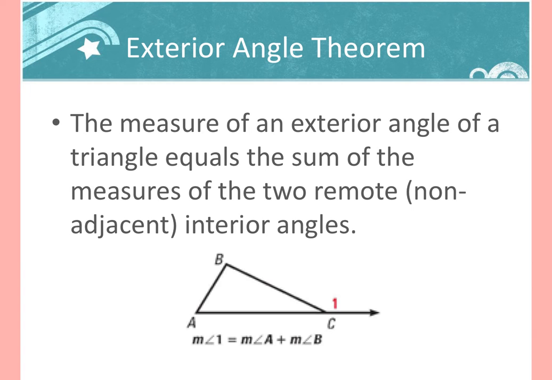And the exterior angle theorem also has a name, so you can use it by its name. It says the measure of an exterior angle of a triangle equals the sum of the measures of the 2 remote, which means non-adjacent, interior angles. So in this diagram, angle 1, which is on the outside, that's your exterior angle, would equal the sum of the 2 inside that are not next to it. So this would equal the sum of angle A and angle B.